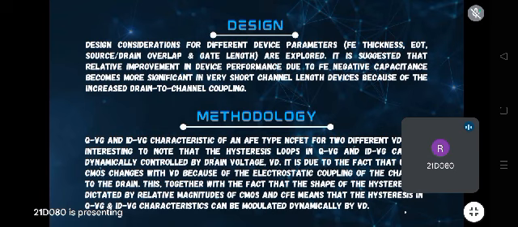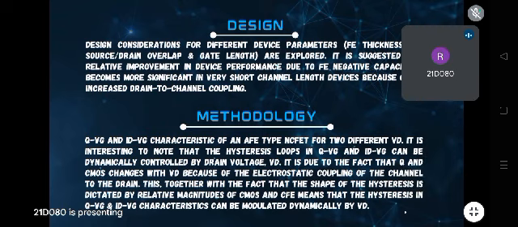Methodology is like QVG and IDVG characteristics of an F-type NCFET for two different VD. It is interesting to note that the hysteresis loops in QVG and IDVG can be dynamically controlled by drain voltage VD. It is due to the fact that Q and CMOS surge with the VD because of the electrostatic coupling of the channel to the drain. This, together with the fact that the shape of the hysteresis is dictated by the relative magnitudes of CMOS and CFE, means that the hysteresis in QVG and IDVG characteristics can be modulated dynamically by VD.